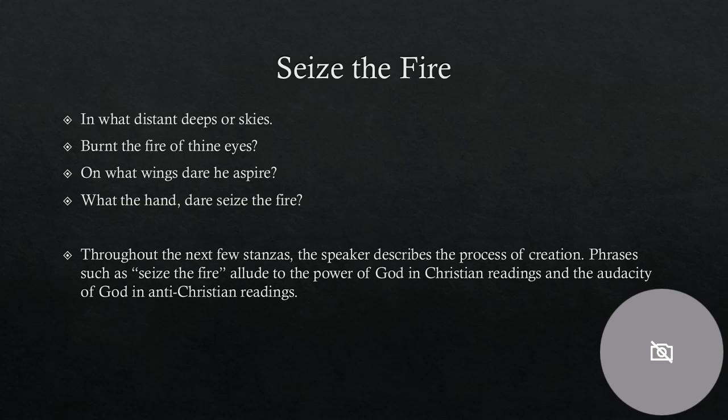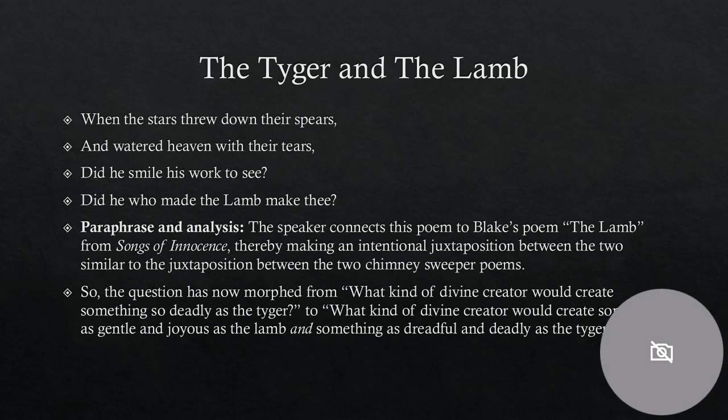So the anti-Christian reading would be: how could a God do this? How could a God create a being like the tiger? And then the pro-Christian reading would be, you make the argument that, I'll get into it on the next slide. So the tiger and the lamb.